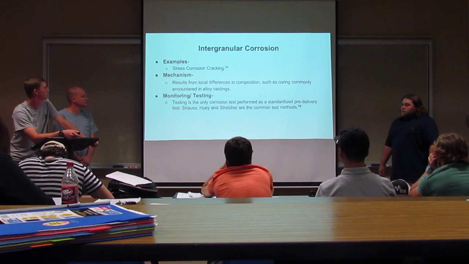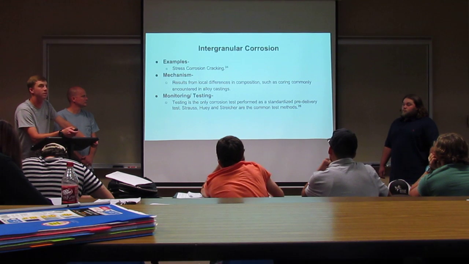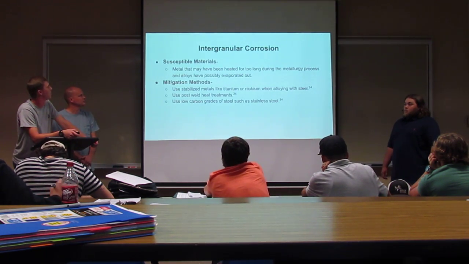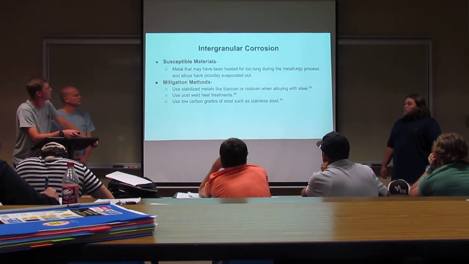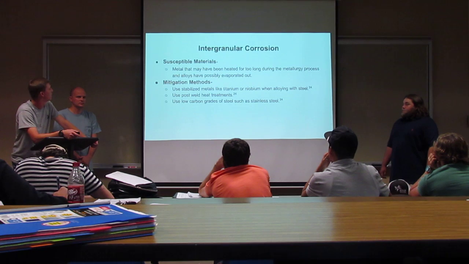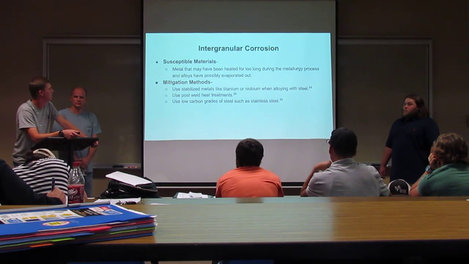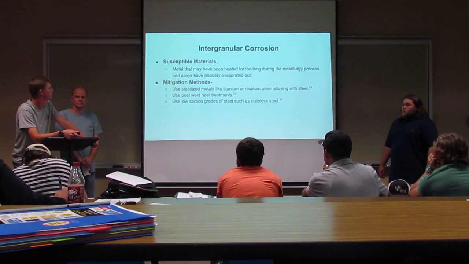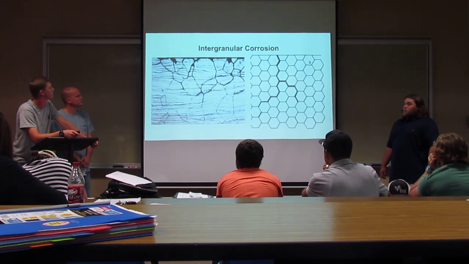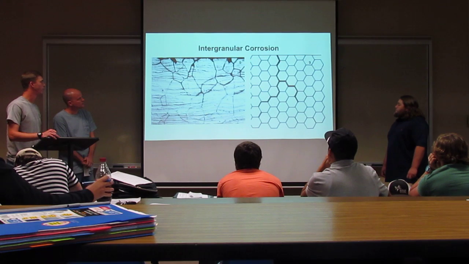For monitoring and testing, testing is the only corrosion test performed as a standardized pre-delivery test. Strauss, Huey, and Streicher are the common test methods. Susceptible materials are metals that may have been heated for too long during the metallurgy process, where alloys have possibly evaporated out. Mitigation methods: use stabilized metals like titanium or niobium when alloying steel, use post-weld heat treatments, and use low carbon grades of steel such as stainless steel. Then here you can see how the cracks are going along grain boundaries versus through the grains.